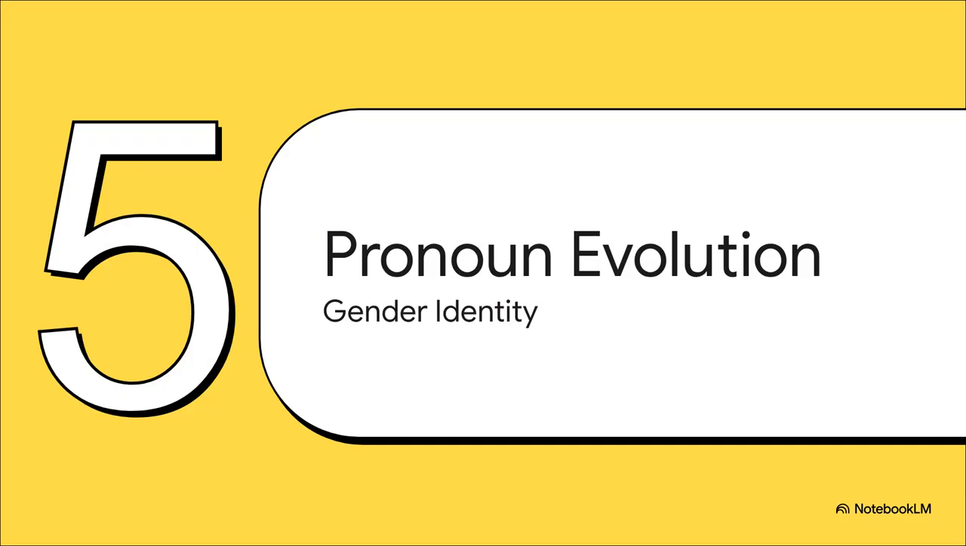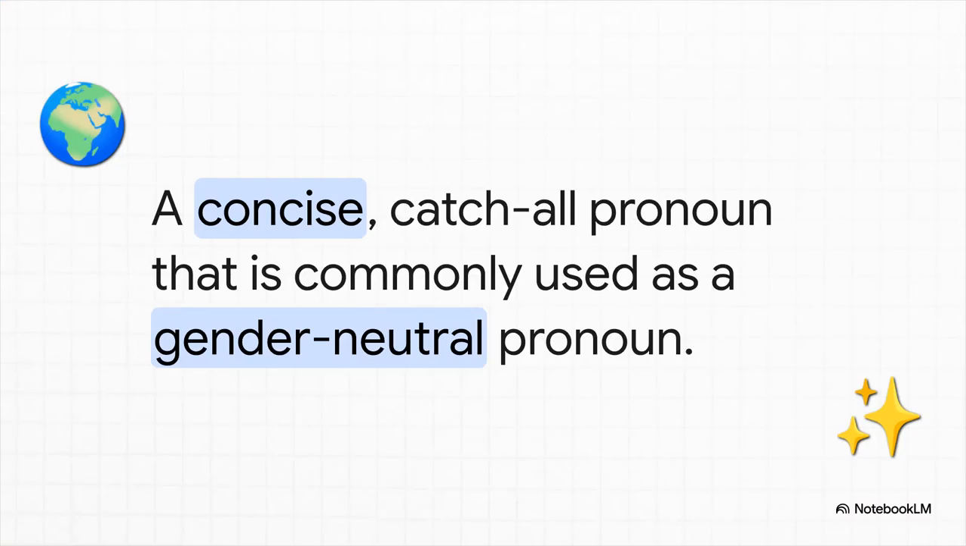And that brings us to our final section, Part 5, Evolution and Gender Identity. Language is a living, breathing thing, constantly shifting. Today, the singular they is widely recognized and used as a seamless, concise, and gender-neutral alternative to he or she. In fact, it's now commonly embraced as a default catch-all pronoun across major style guides and digital platforms.